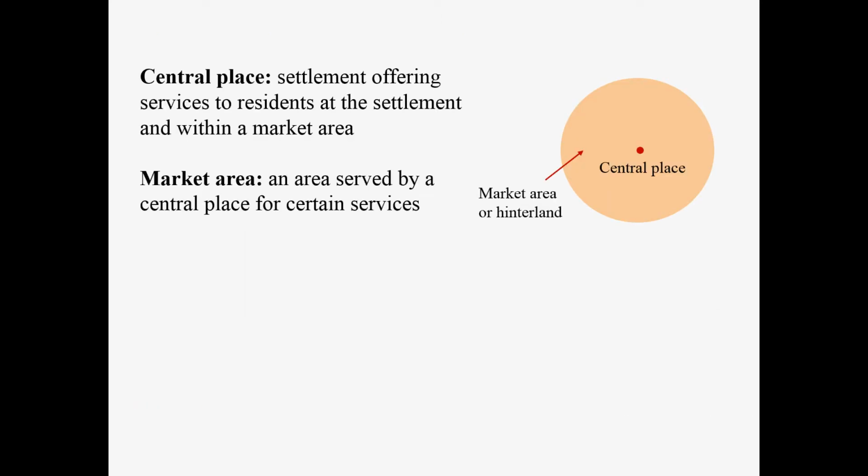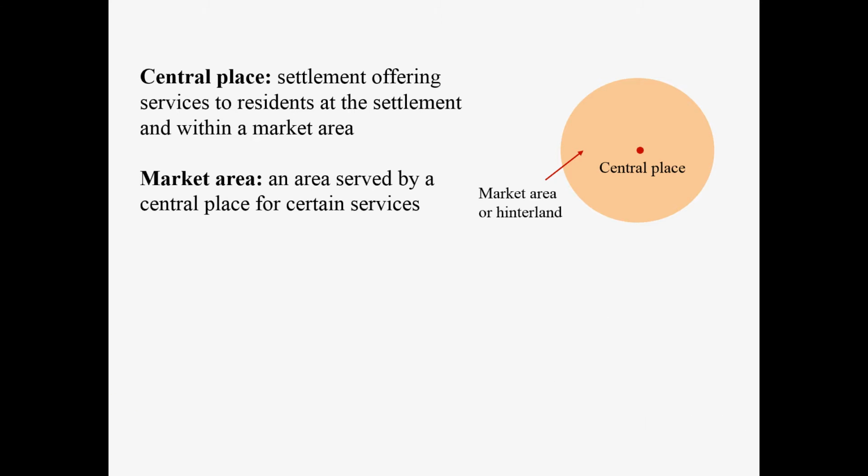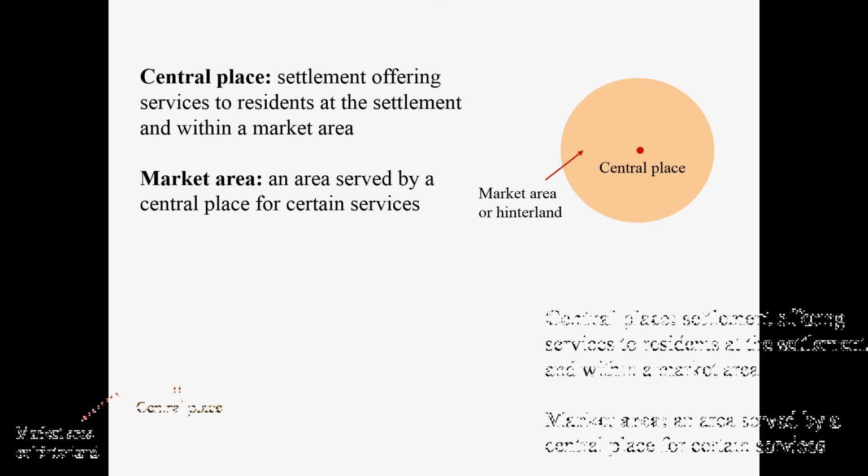First, let's look at the concept of a central place. A central place is just a place, a settlement where people live. But this central place offers some services to residents who live in the settlement, and also within a market area in the surrounding area. With a central place, you have the so-called market area. This is an area that surrounds the central place, and they receive service from the central place.